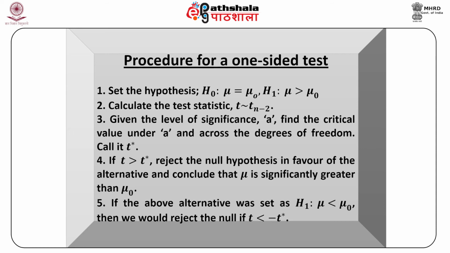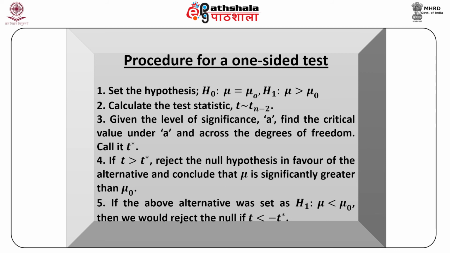Similarly, let me share with you the procedure for the one-sided test, which is as follows. Many of these steps are similar. The first step is to set the hypotheses: H0, mu equal to mu 0, but now the alternative hypothesis H1 is mu greater than mu 0.